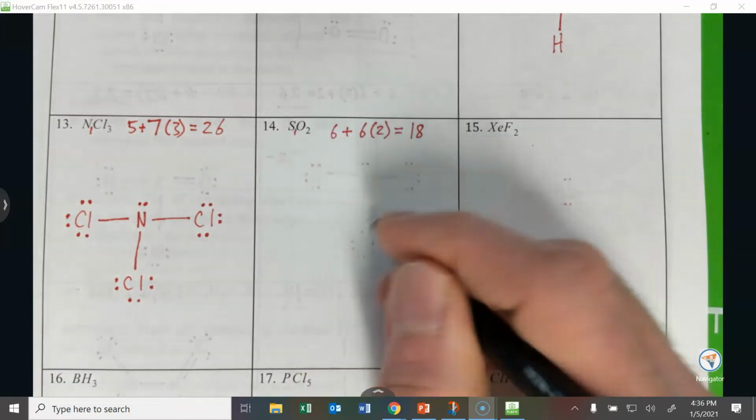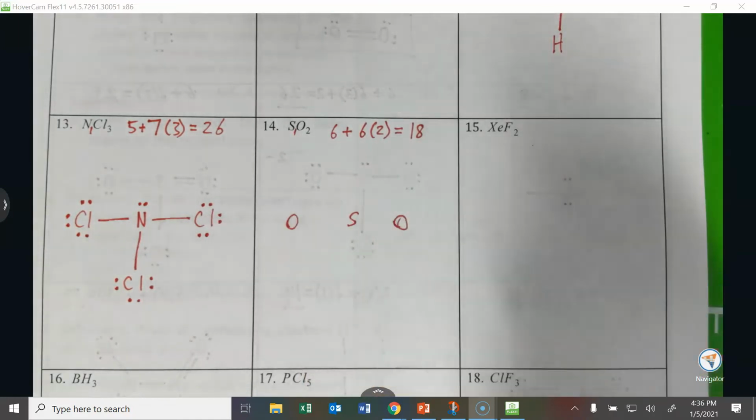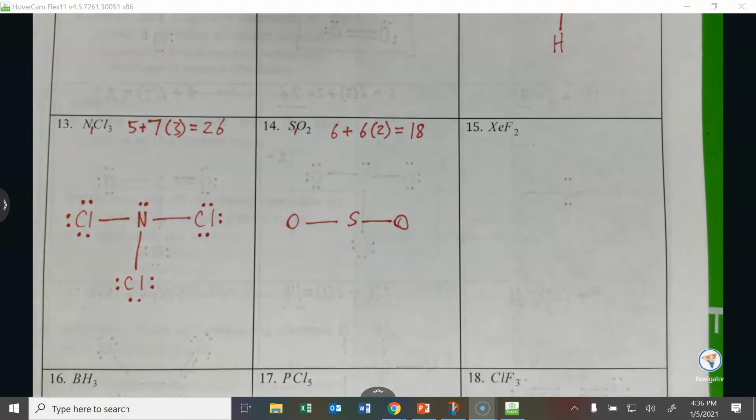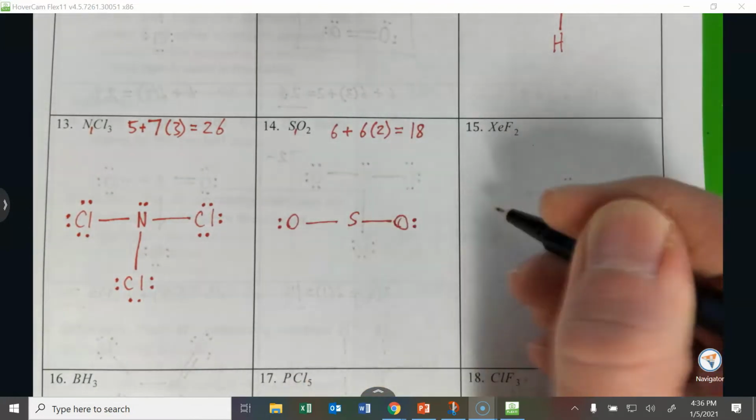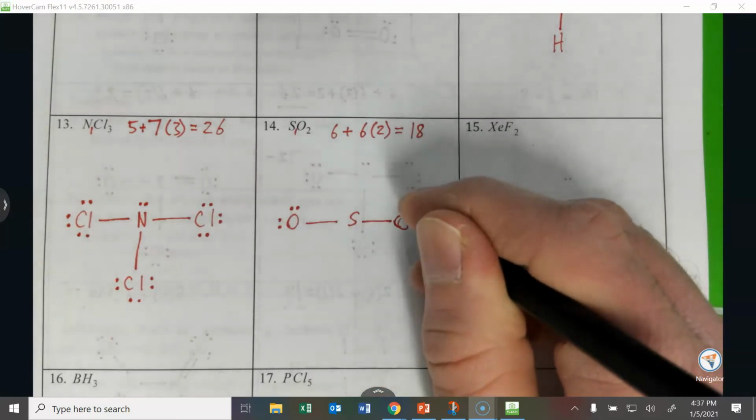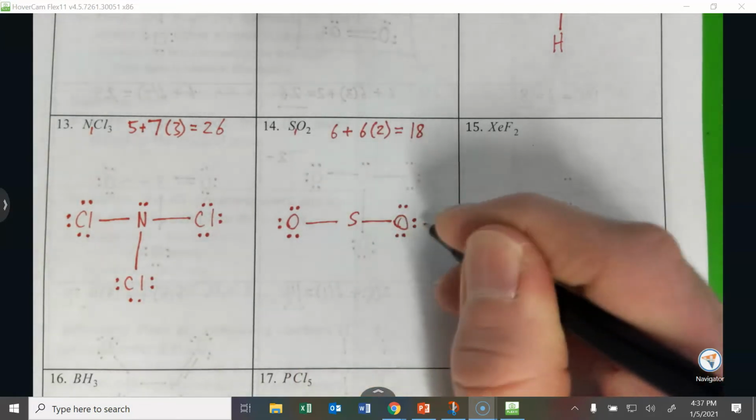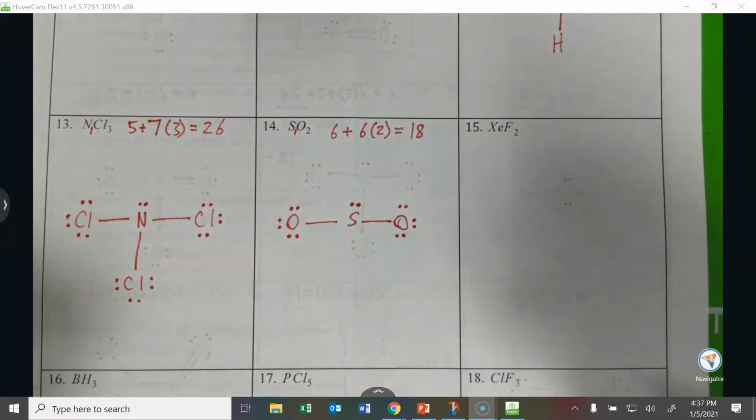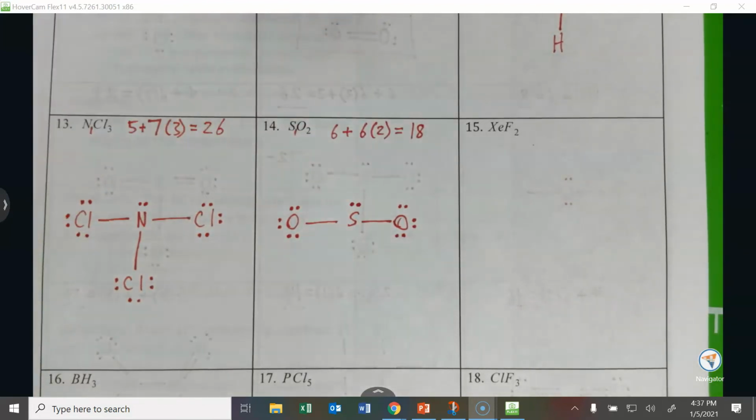Sulfur is the singleton, so it goes in the middle, and I have 2 oxygens. So those go on the outside. Start with a single bond to each. That's our skeleton. All right, that was 2, 4. I've got 18 to use. 2, 4, 6, 8, 10, 12, 14, 16, and 18. Okay, so I got 16 with the outsiders, and remember, leftovers go on the central atom.